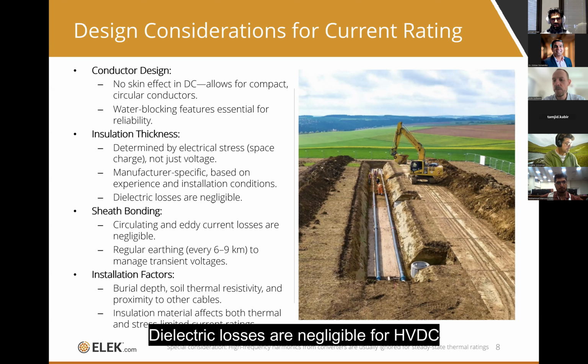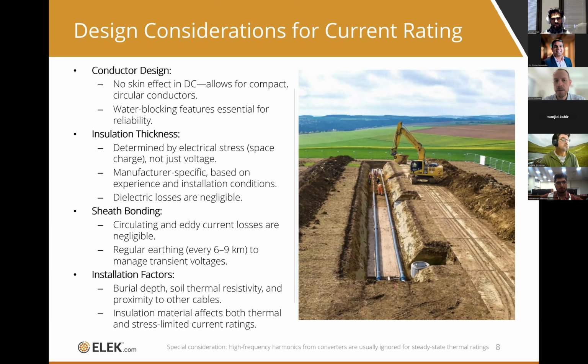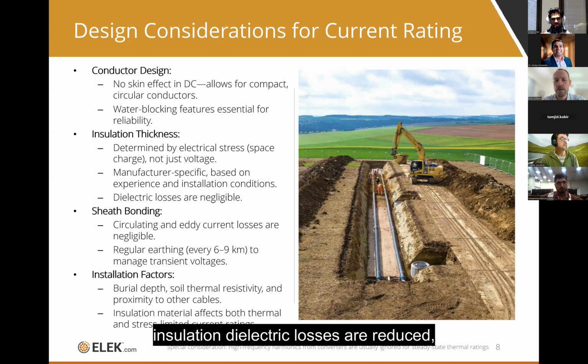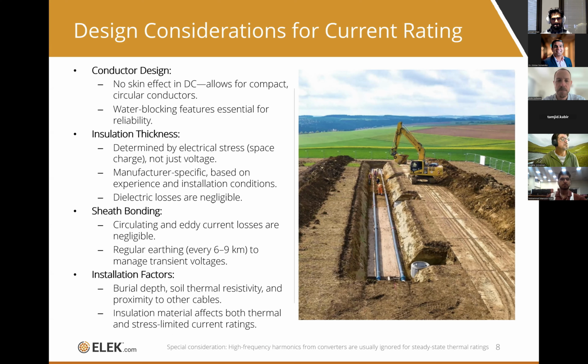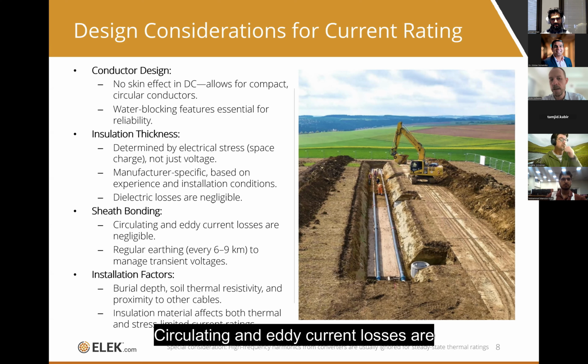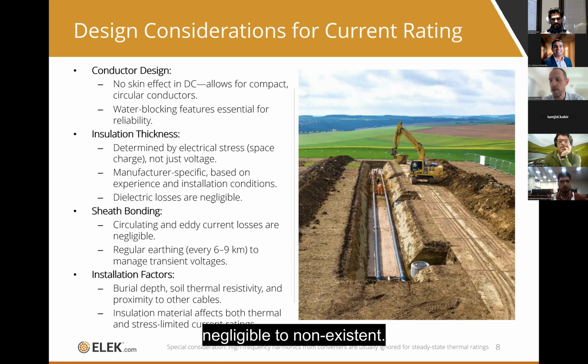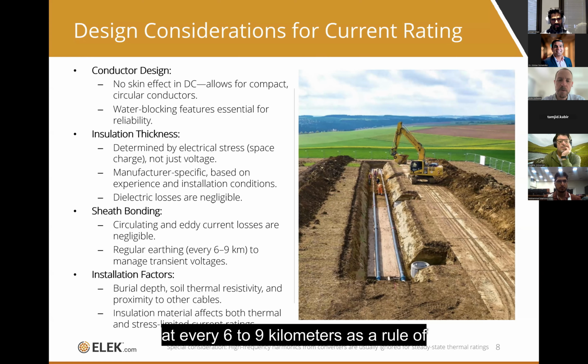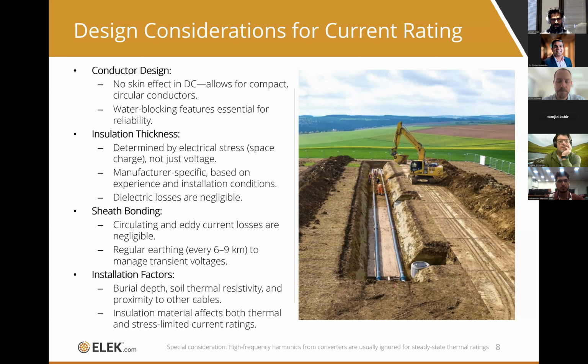Dielectric losses are negligible for HVDC cables. So in general, the conductor losses are reduced. The insulation dielectric losses are reduced, leading to greater power capacity for HVDC. Sheath bonding, circulating and eddy current losses are negligible to non-existent. Regular earthing of the armor, the sheath, the screens for HVDC cables, if they so exist, is required at every 6 to 9 kilometers as a rule of thumb to manage transient voltages.